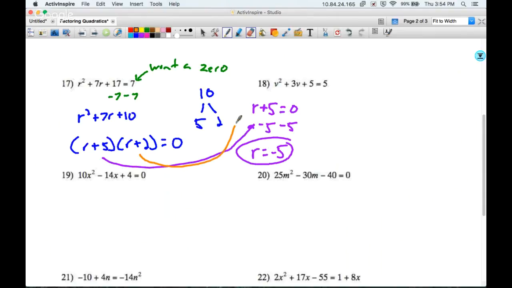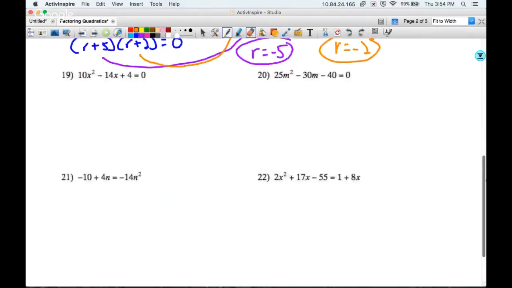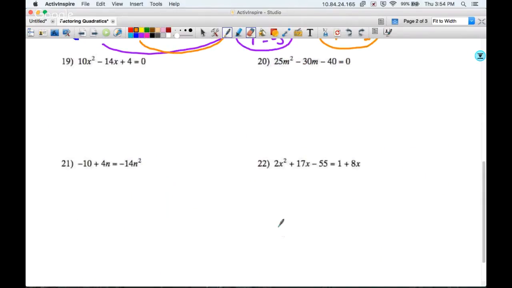And the other linear factor is r plus 2 equals 0. I'll subtract 2 from both sides. R equals -2. All right, let's see. Do any of these require factoring by grouping?